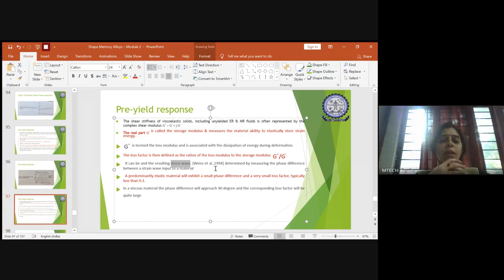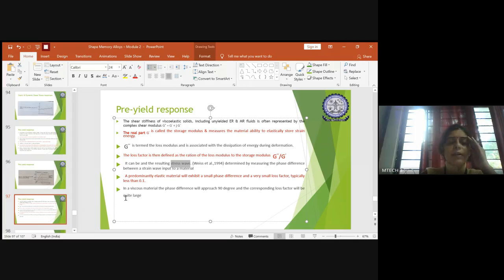It is also told that this loss factor will not be very high. It will be negligible, less than 0.1. Why? Because the phase difference you get will be comparatively very small. Due to the very small phase difference, the amount of loss factor associated with it will also be very low. So this is what has been explained with respect to our viscoelastic material.